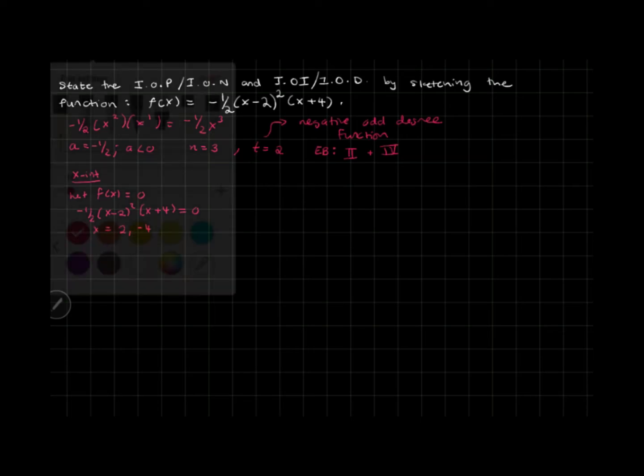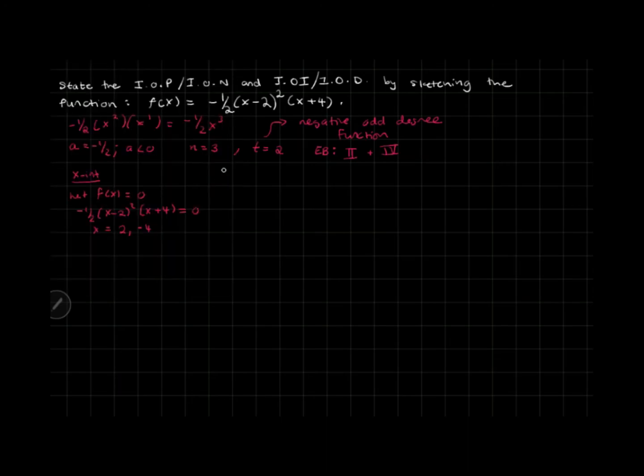You can also figure out your y-intercept here. You know what, I'll just do it in the same color. For the y-intercept, I'm going to do f of 0, which is going to give us -1/2 times (0 - 2) squared times (0 + 4), which is -1/2 times (-2) squared times 4. So that's 4 times 4 is 16, times -1/2 is -8, right? So f of 0 is -8.